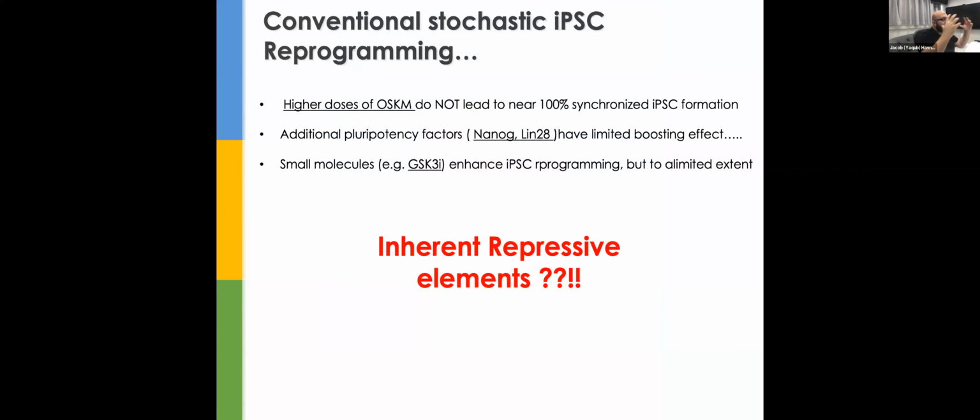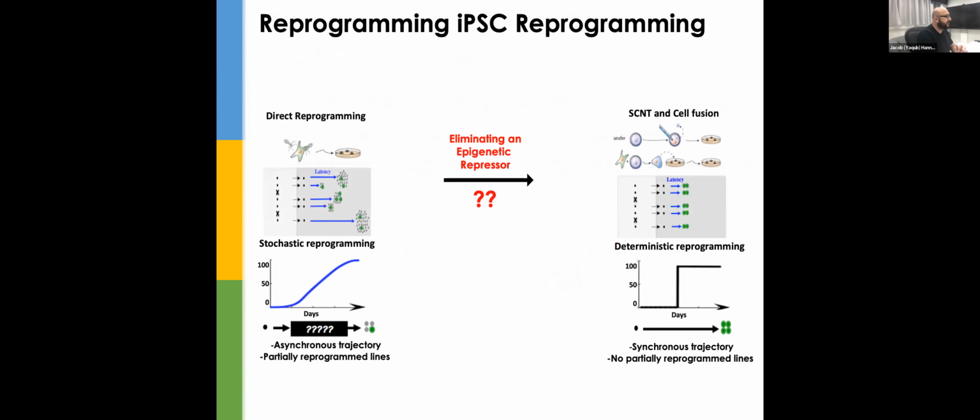So even the different factors are not adding up. So we thought a bit differently. Maybe it's not about adding more activators, but maybe this reversion has a repressive element. Maybe there are internal repressors that are preventing the cells from going back. And so the question was, maybe we can find one or two repressors that, if we remove them, we remove the inhibitors, and maybe the efficiency will start becoming very, very high.